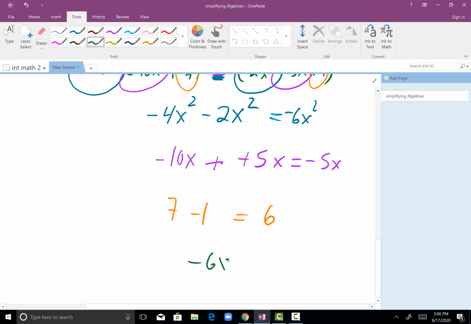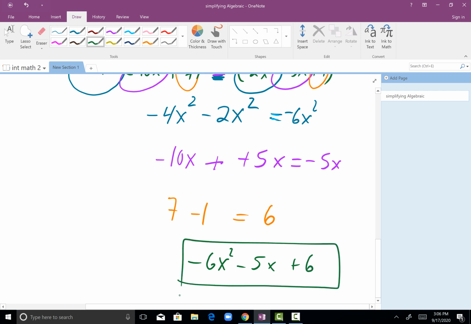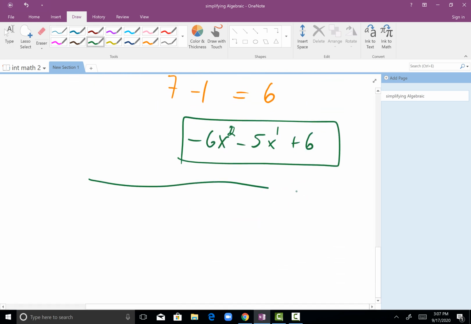Now I'm going to throw this whole thing together and get an answer. Negative 6x squared minus 5x plus 6. Okay, mathematically correct would be to write this in what we call decreasing order, because this is a squared. It's highest first. One power on that, it's second. This one doesn't have any variables, so it's at the end. So you usually always want to write the highest power first, okay? We're cruising.